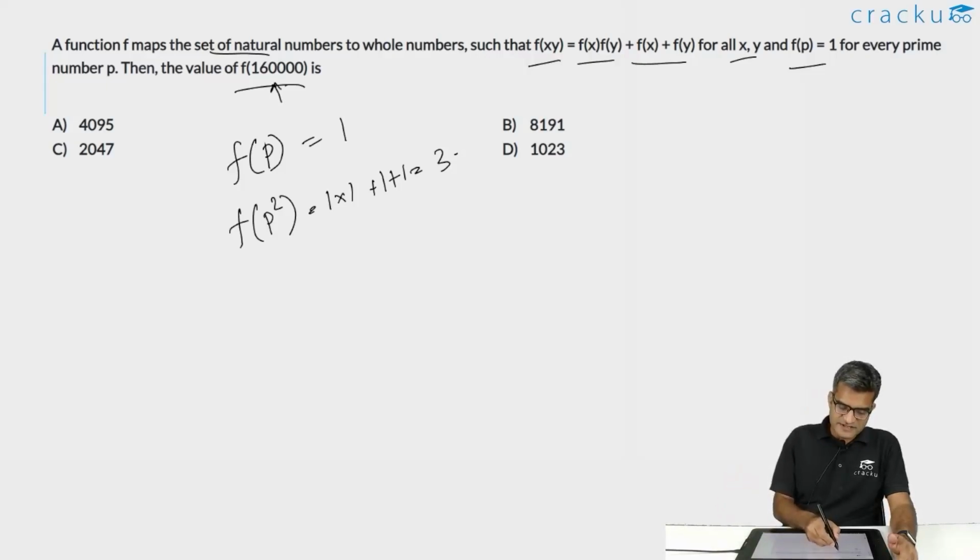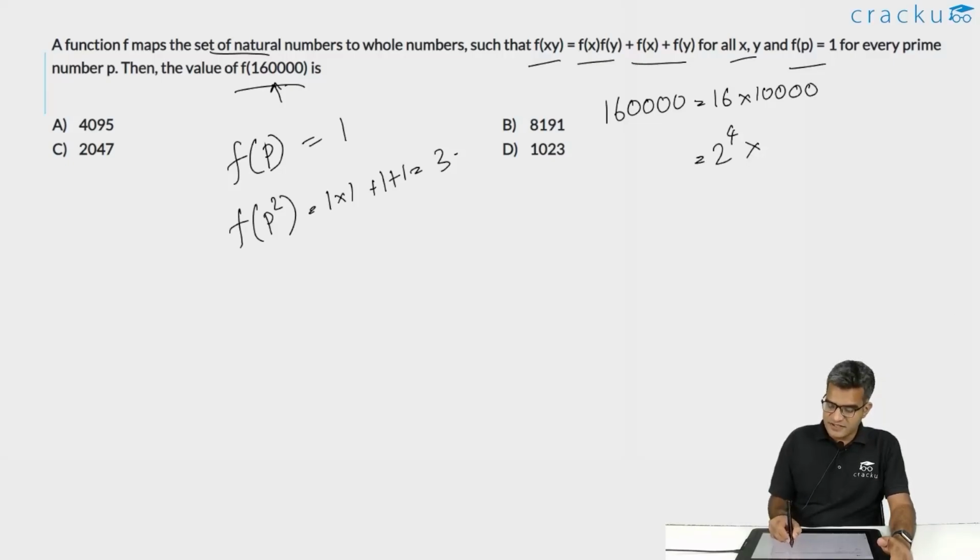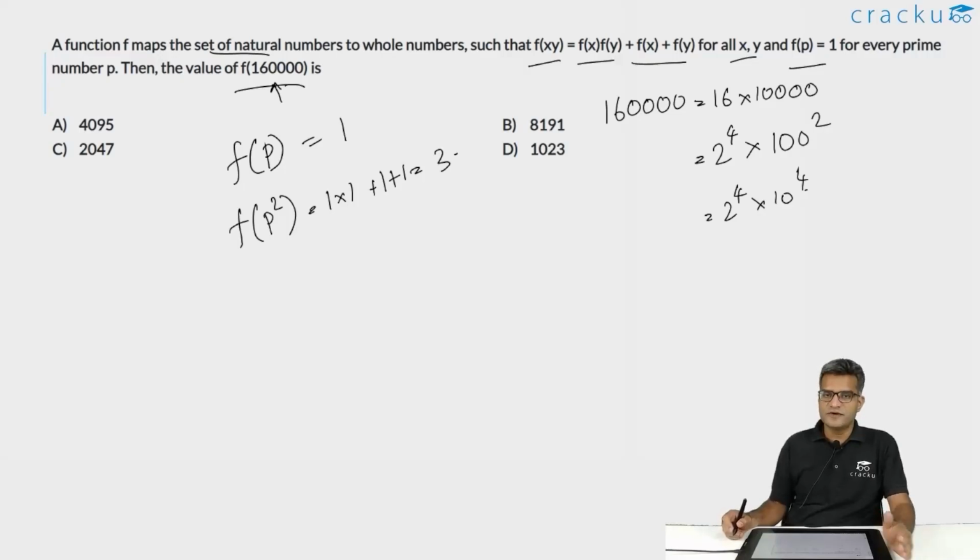So 1,60,000, let us try to do the prime factorization of 1,60,000. This is equal to 16 into 10,000. 16 is 2 to the power 4 and 10,000 is 100 square, which is basically 10 to the power 4. So this is 2 to the power 4 into 10 to the power 4. 10 again is 2 into 5. So this is essentially equal to 2 to the power 8 into 5 to the power 4. 2 we know is a prime number, 5 we know is a prime number.